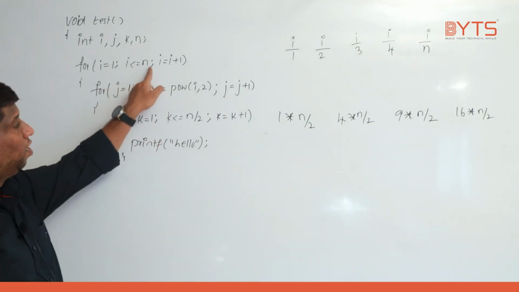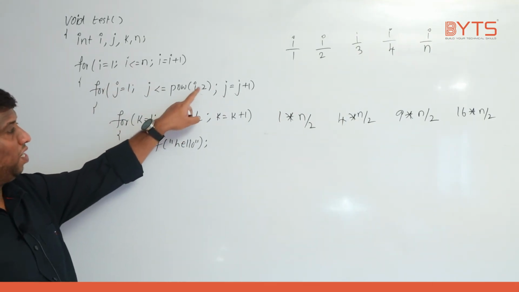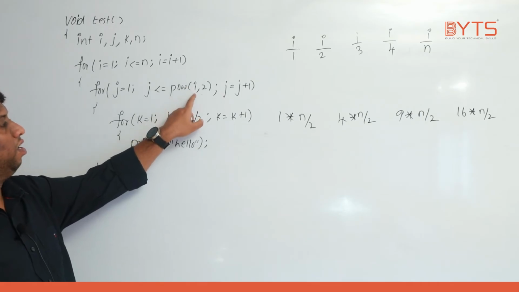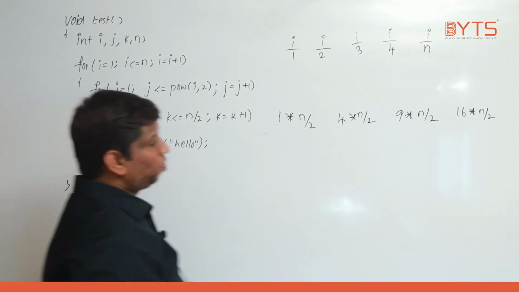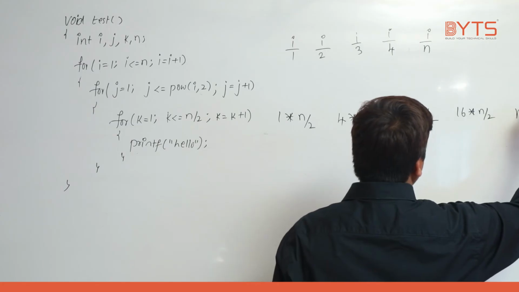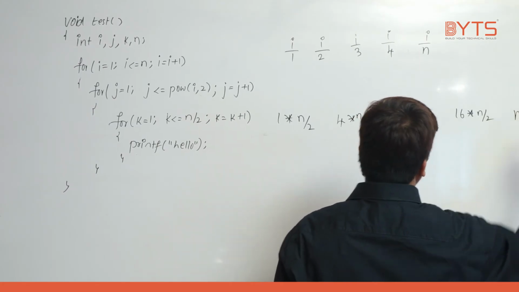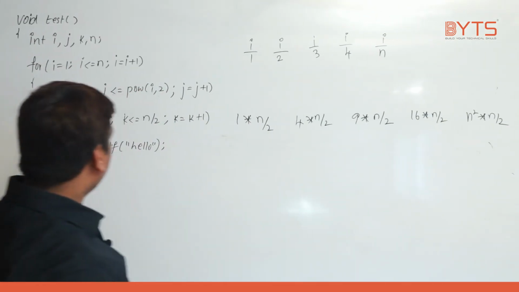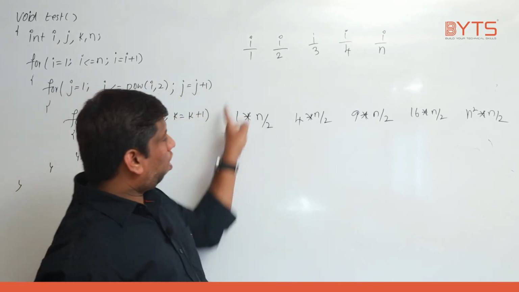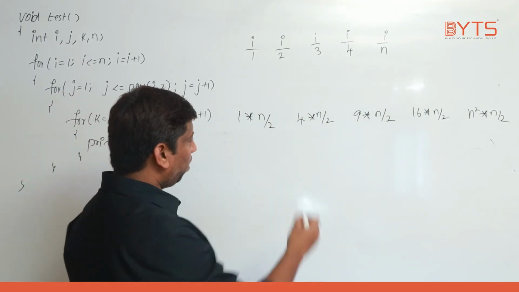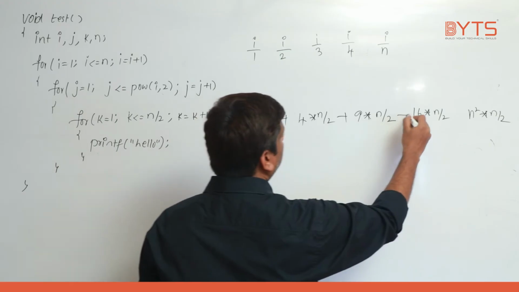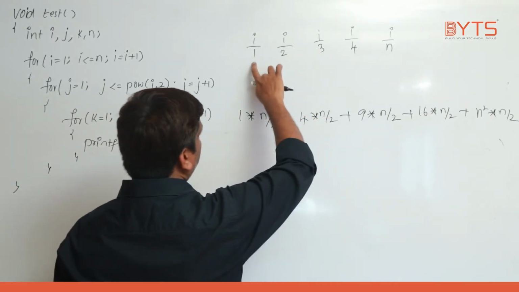When I value is n, this loop is repeated how many times? I square. What is the value of I? N. N square times, which means this loop is repeated n square into n by 2 times. Now in total I need to add all the values. Why do I need to add all the values? Because the loop is repeated from 1 to n.